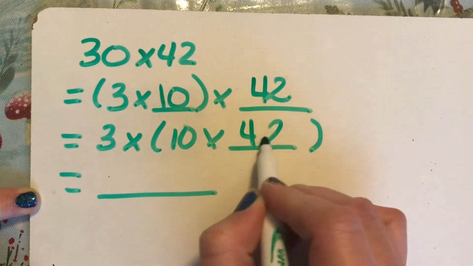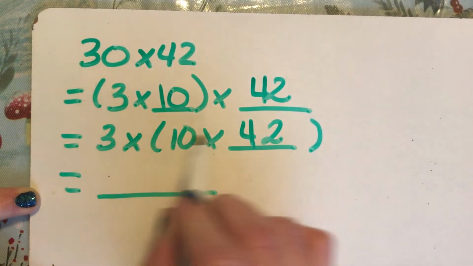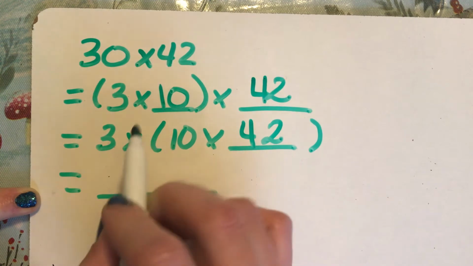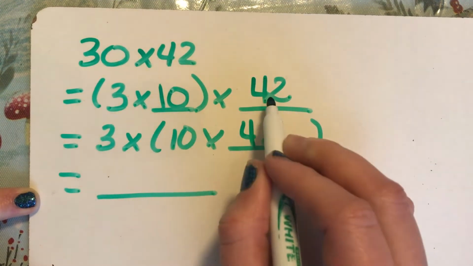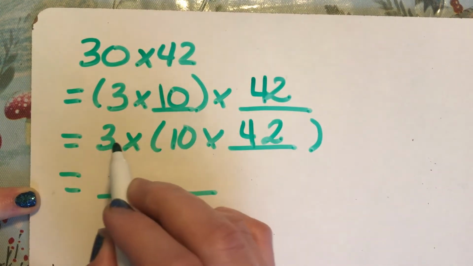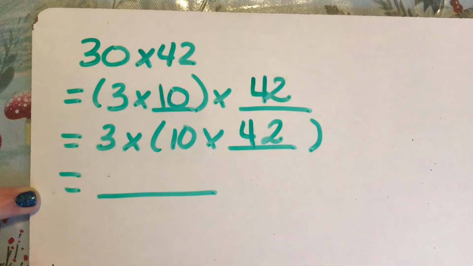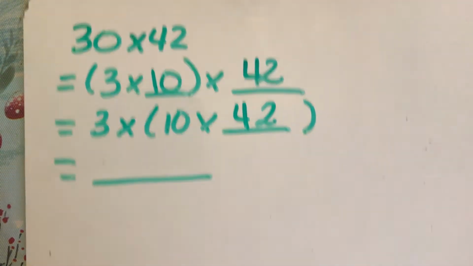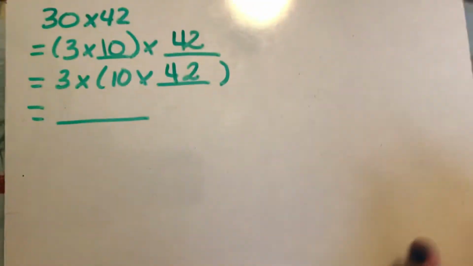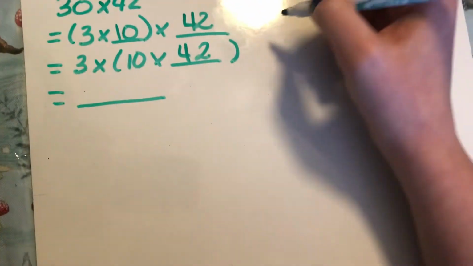So 42, and I'm going to carry that down because it's the associative property, and it means that I could do 3 times 10 times 42, or I could do 3 times 10 times 42. I cannot fill in my last line until I solve. And I'm going to do that using my place value chart.